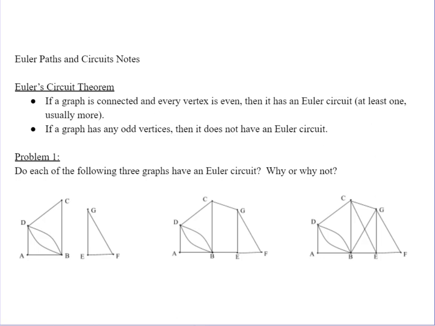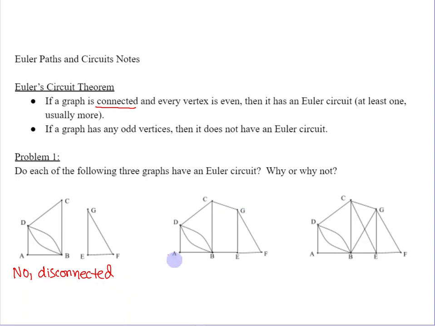So in our first graph, this graph is disconnected. So it does not have an Euler circuit. There is no possible way that we can trace the whole diagram without picking up our pencil. The second graph is connected, so now we need to look at the degrees of the vertices.